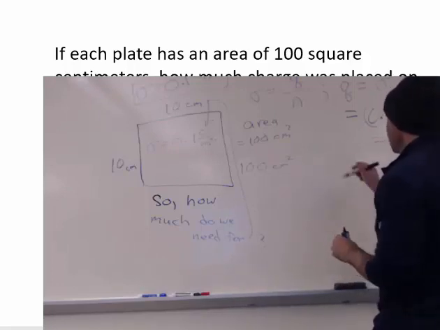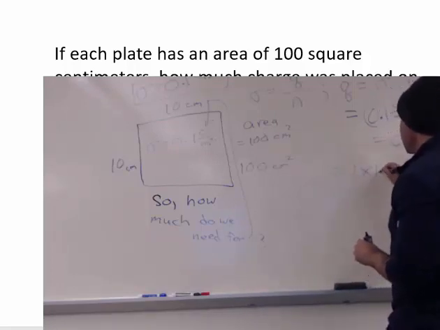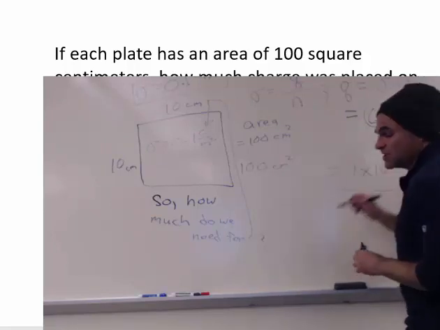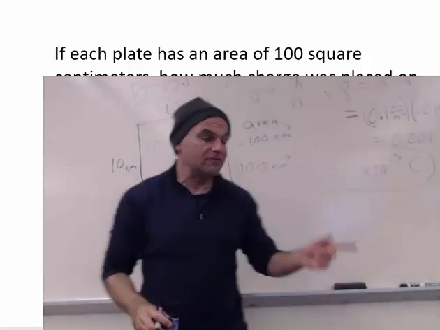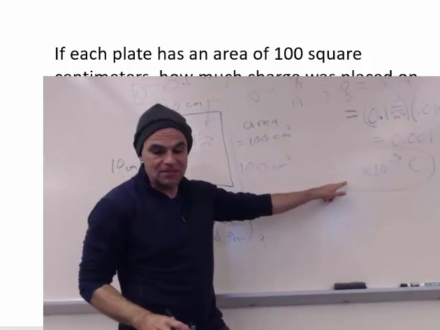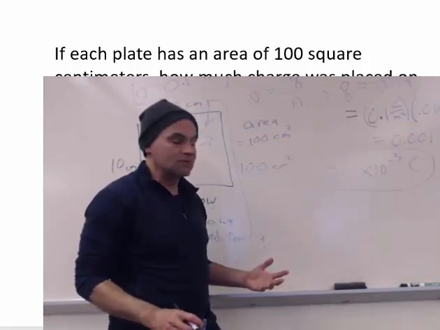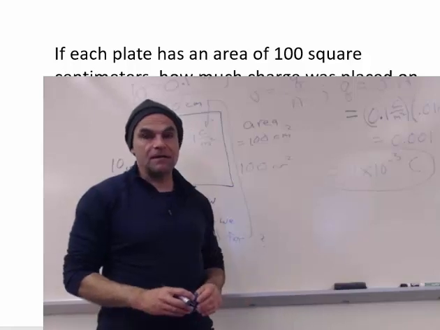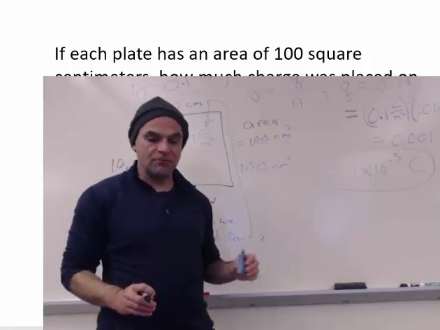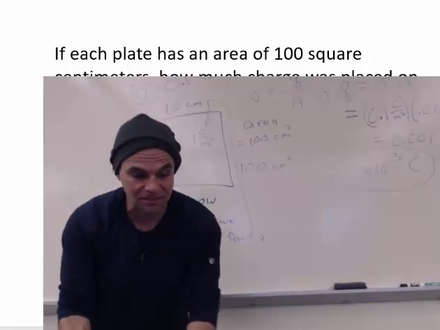Okay, 0.001 coulombs is equal to 1 times 10 to the minus 3 coulombs. That's how much charge we need on each plate. The positive plate will have positive 1 times 10 to the minus 3 coulombs. The negative plate will have negative 1 times 10 to the minus 3 coulombs. That's what's meant by the charge that we're going to put on each plate to get that charge density.